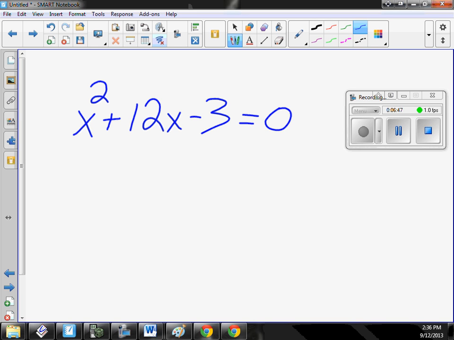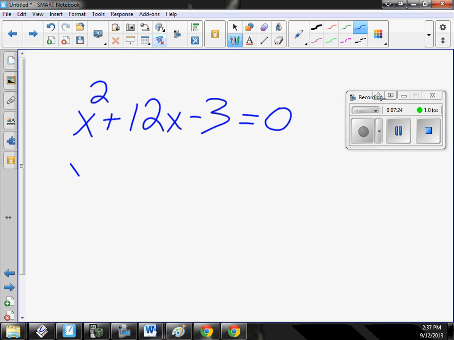Now, does this one factor? Are there two numbers that multiply to be 3 to add to be 12? No. So we know that either the answer has square roots in it, or the answer is imaginary. But I know that the answer is not imaginary because it hits the y-axis at -3. And it's an up parabola. So it's got to have real roots. The only time you have imaginary is if this number is big enough to lift the graph above the x-axis. And you can't really look at it and tell if it has imaginary.